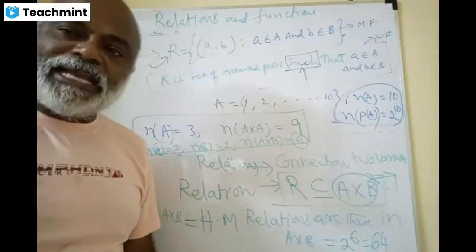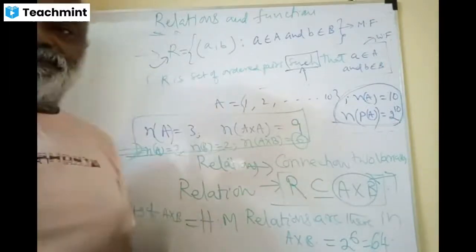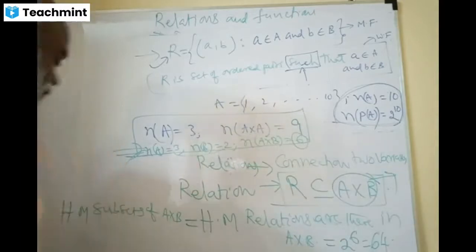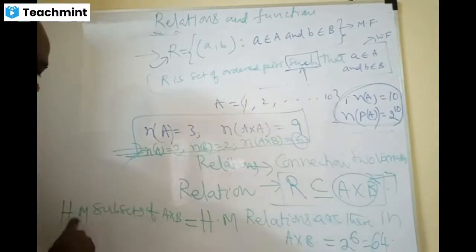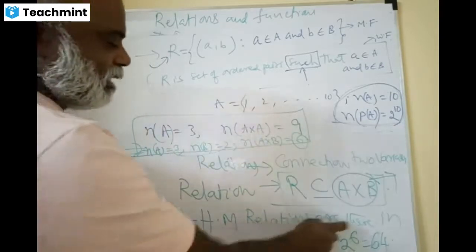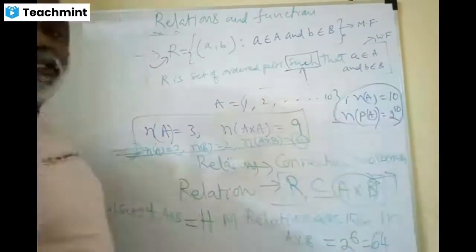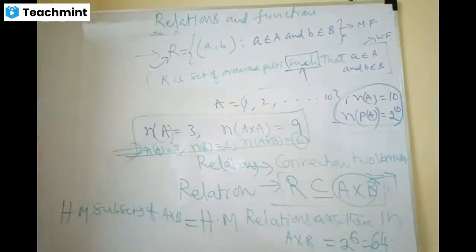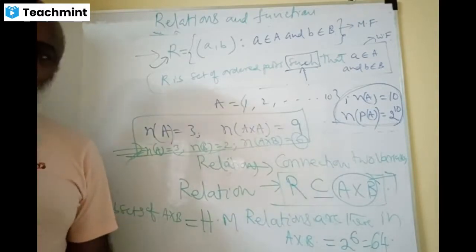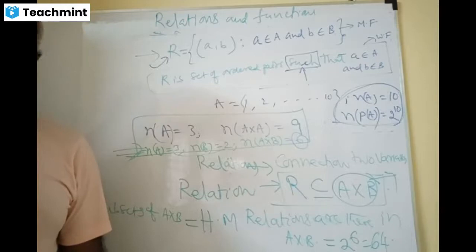This one is very, very important. The number of relations from A cross B is nothing but the number of subsets of A cross B. How many subsets of A cross B there are is the same as how many relations there are from A cross B. Please note down all these points. I hope you are all listening and taking notes, and you are able to understand it now. So important for you.